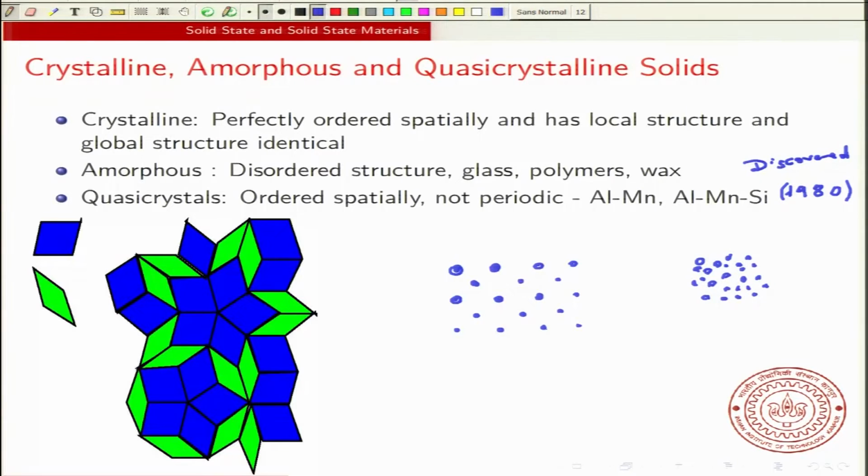In quasicrystals, there is a spatial ordering, but it is not periodic. In a crystalline solid, the arrangement is periodic. That means each atom sees exactly the same surroundings, or each constituent. It need not be an atom, but whatever unit of the crystal, it sees exactly the same surroundings as any other constituent. So, it is periodic. That means if you look at the crystal in this region, and imagine that you just translate, and now you start looking in this region.